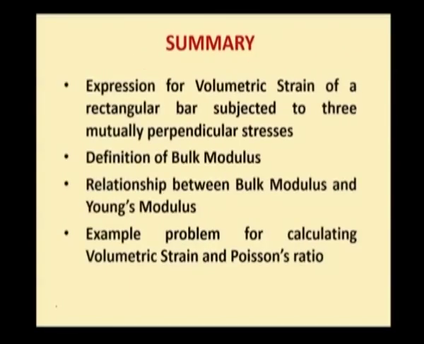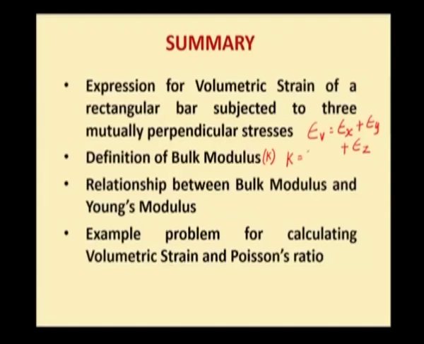To summarize what I have learnt in this lecture, we have seen the expression for computing the volumetric strain of a rectangular bar subjected to 3 mutually perpendicular stresses. The volumetric strain is given by epsilon V, which is the sum of strains acting along the 3 axes. So, volumetric strain will be equal to epsilon x, the strain acting along the x direction, plus epsilon y, the strain acting along the y direction, plus epsilon z, the strain acting along the z direction.